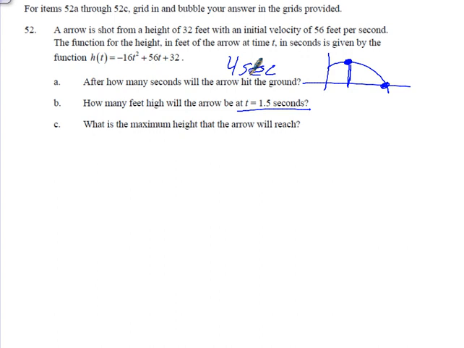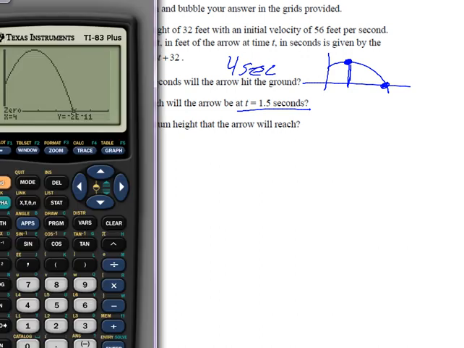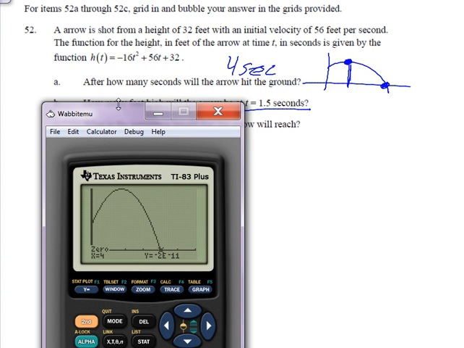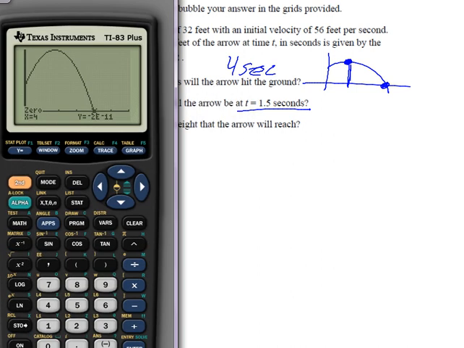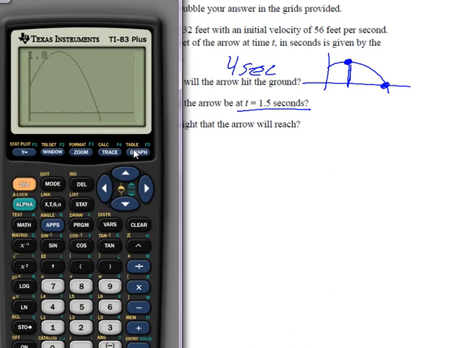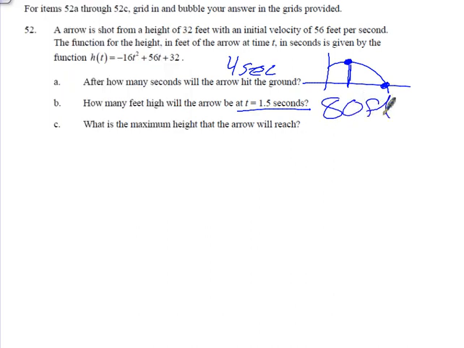How many feet high will the arrow be at 1.5 seconds? So you could type this into your calculator, just plug in 1.5 for t, or you could hit the trace button and type in 1.5. Hit enter, and it'll give you your y value. And you see that at 1.5 seconds, it's at 80 feet. Again, you could have done -16 times 1.5 squared plus 56 times 1.5 plus 32, and you'd get the same answer.